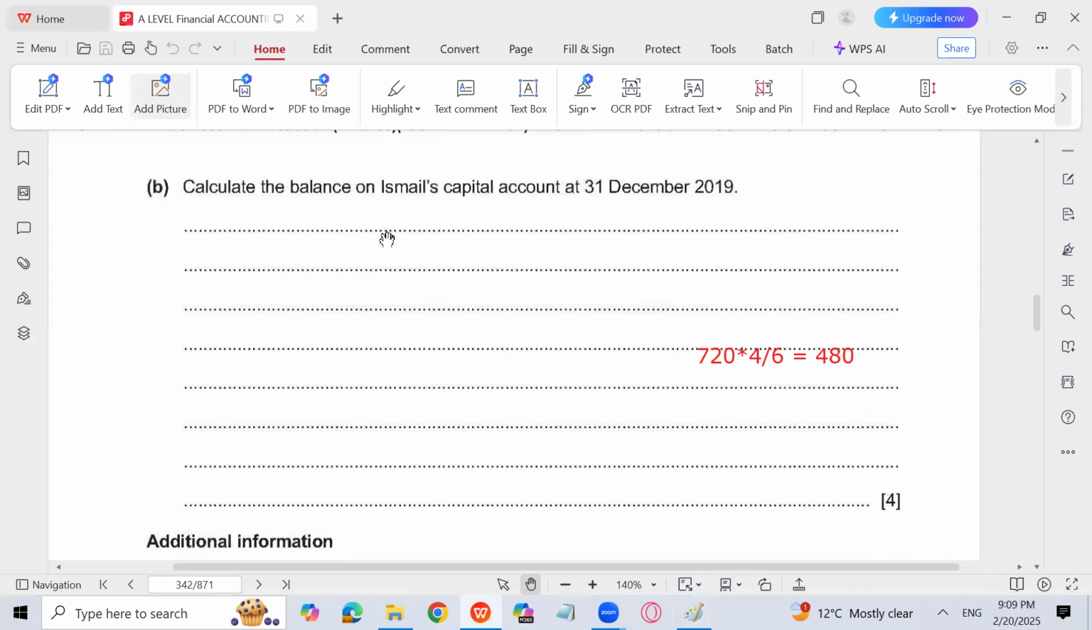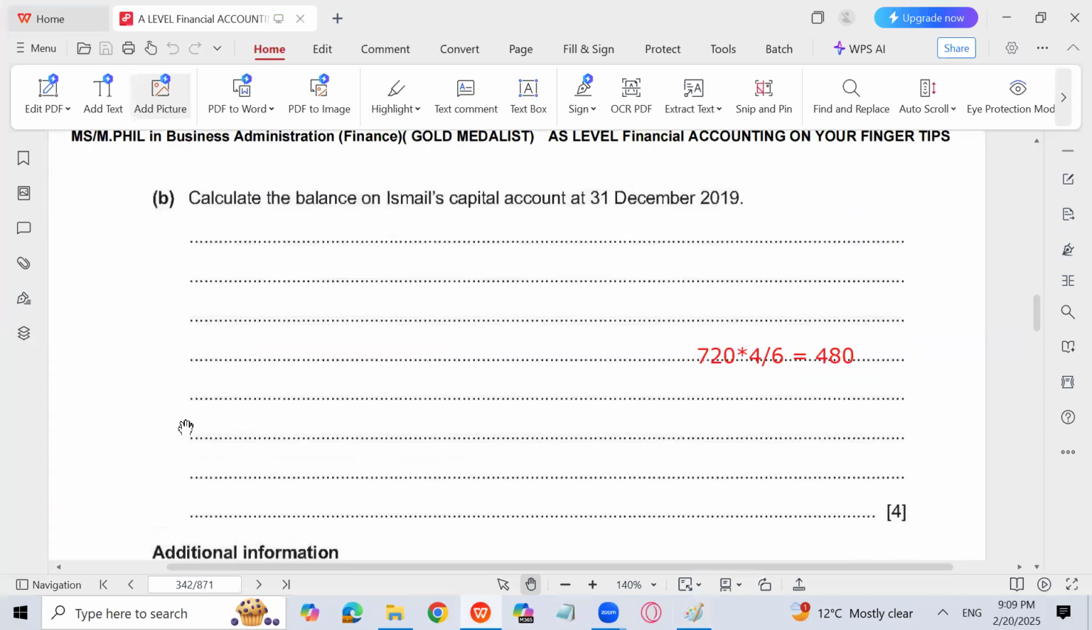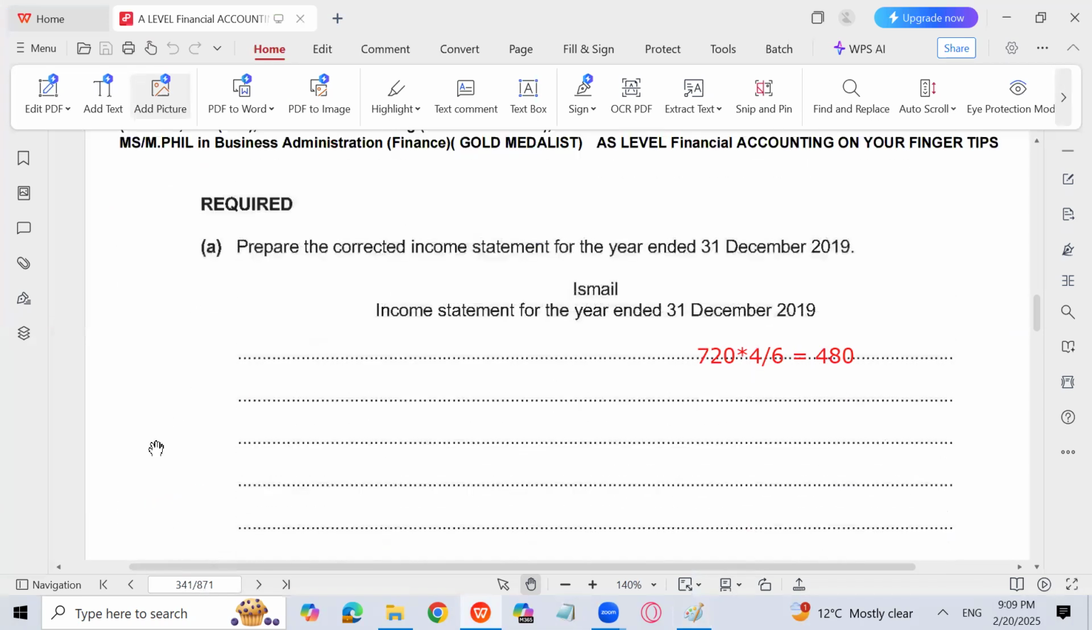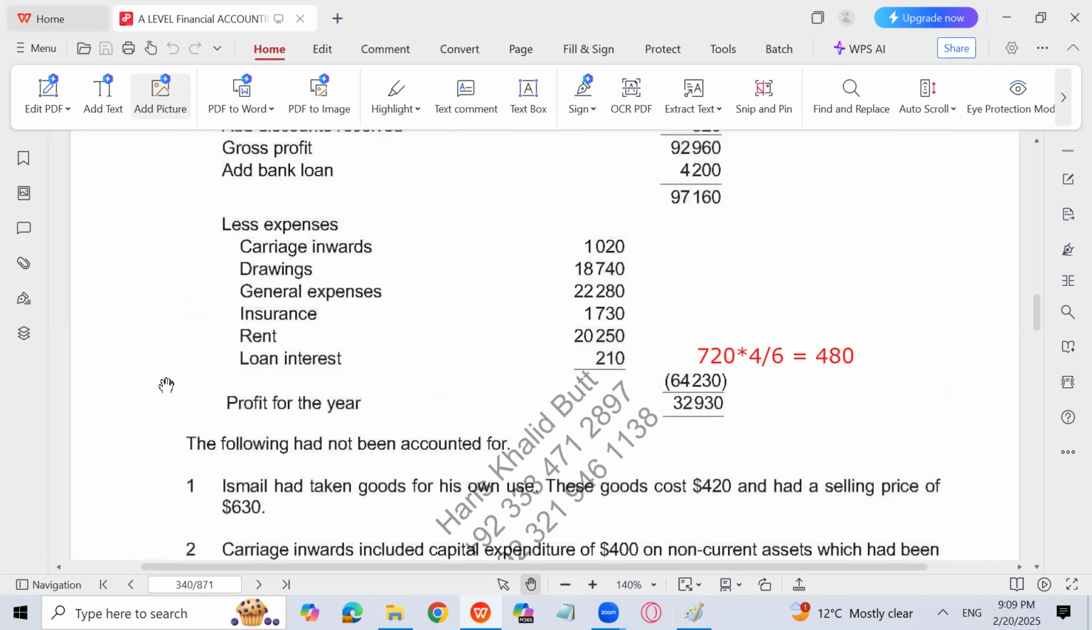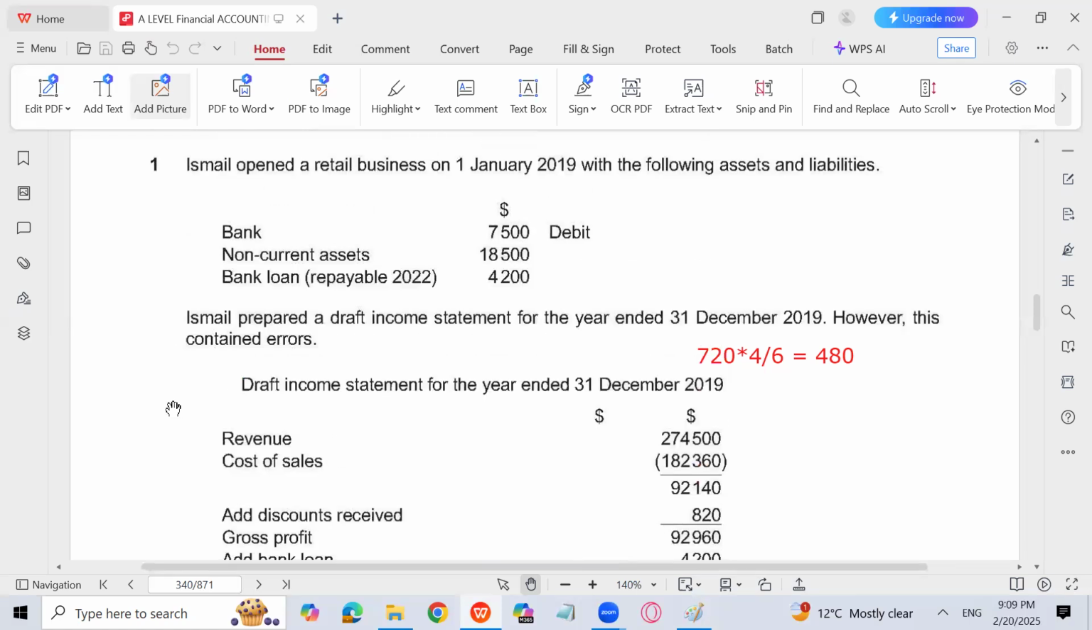Now he's saying to calculate the balance on Isma's capital account at 31st December 2009. So you need to calculate the closing balance of the capital. But for that, you should have the opening balance of capital. That is quite simple: opening assets minus opening liabilities. So opening assets are bank 7,500 plus non-current asset 18,500 minus bank loan 4,200. You will get the opening capital.